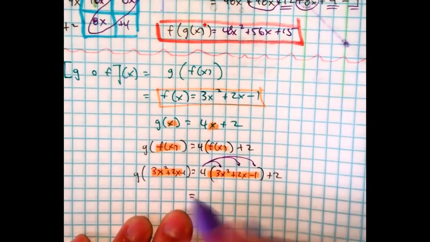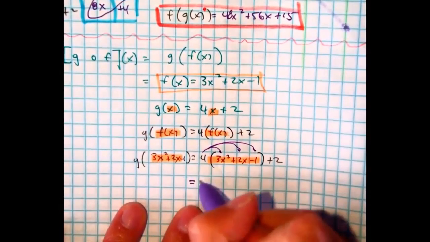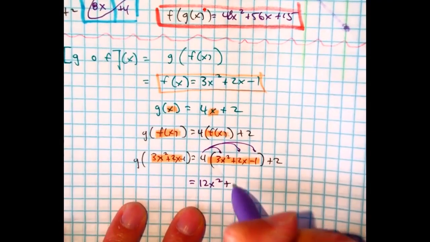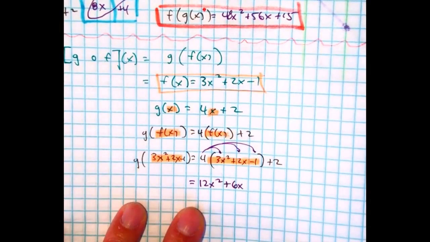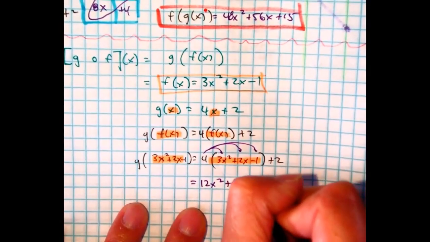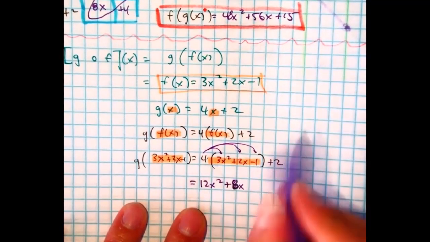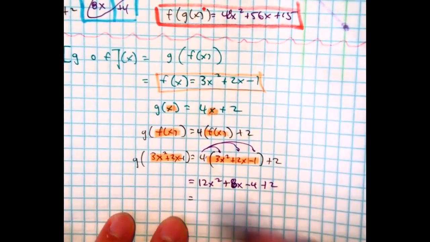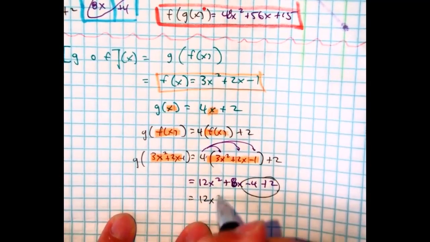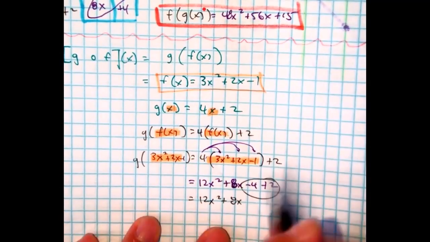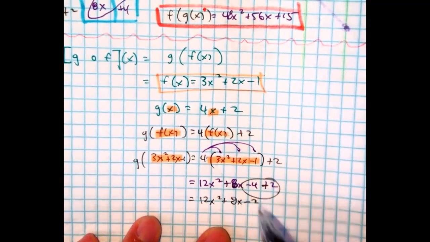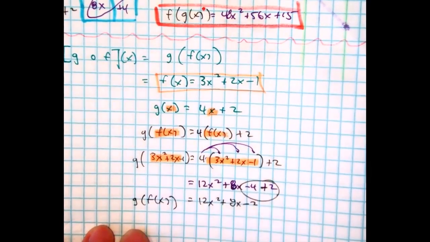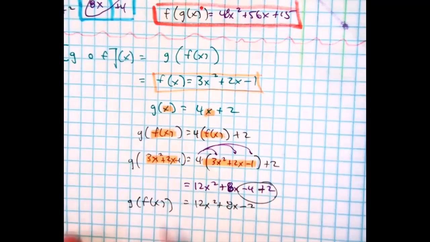Class, what do I get? 12x squared, positive 6 or 8? 8. 4 times negative 1. And then we just combine like terms right there. That gives us what? That's a plus 2. Minus 2. So our answer is g of f of x equals 12x squared plus 8x minus 2.